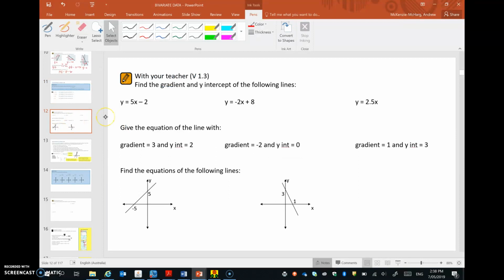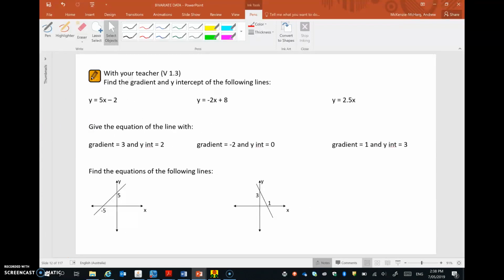Here's a bunch of questions here. You might feel like you can try these before I do and see if you get the same answers as me. But other than that, I'll have a go at them now.